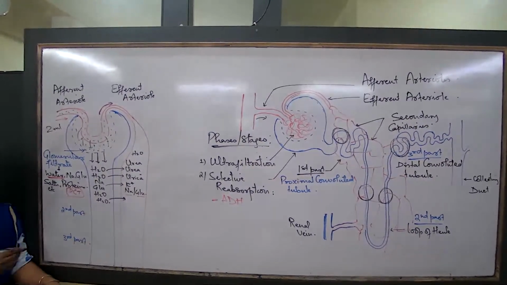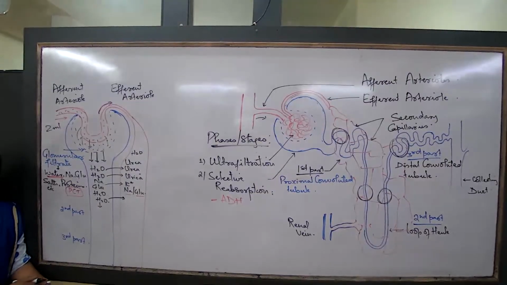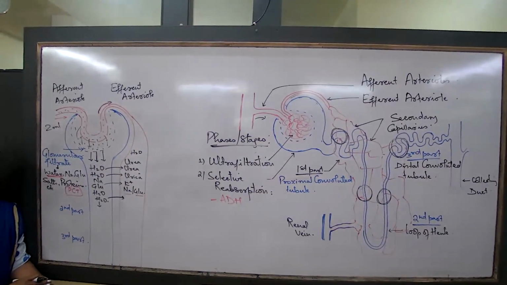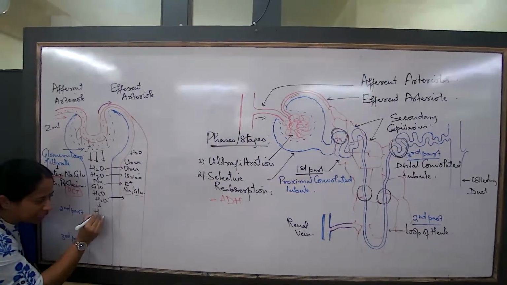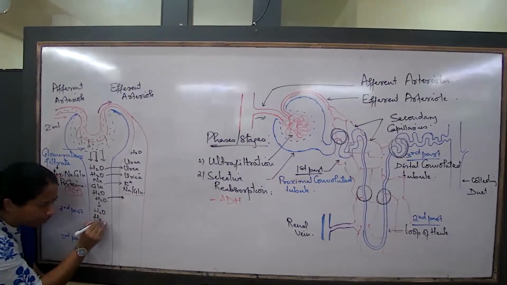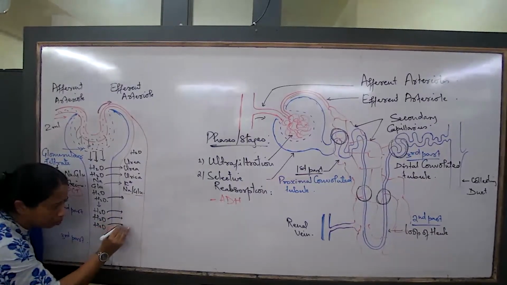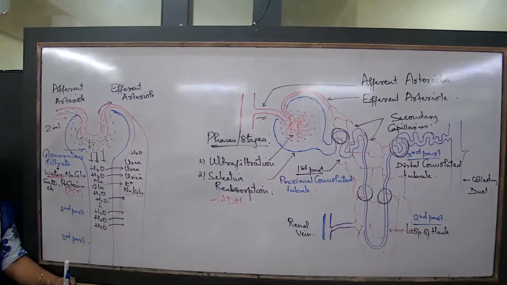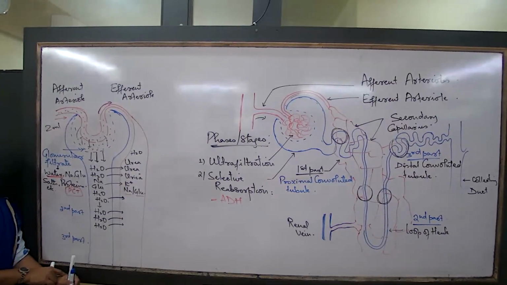Now next again, now that the fluid comes in the second part. What is the second part? Known as the loop of Henle. Now in the loop of Henle, what is that process going on? In the loop of Henle also, a huge amount of water reabsorption will happen.